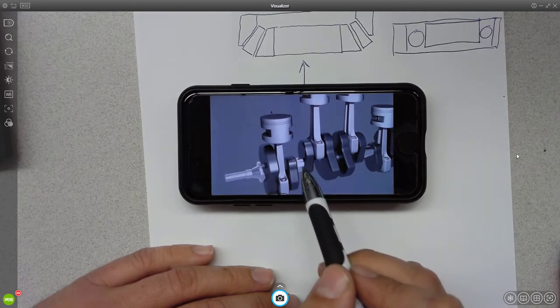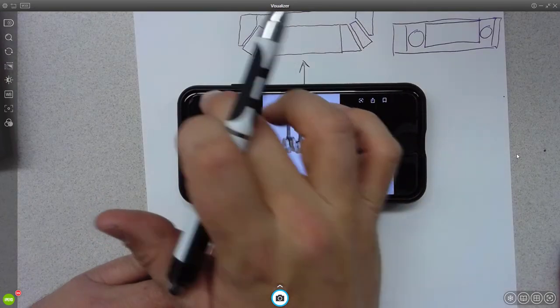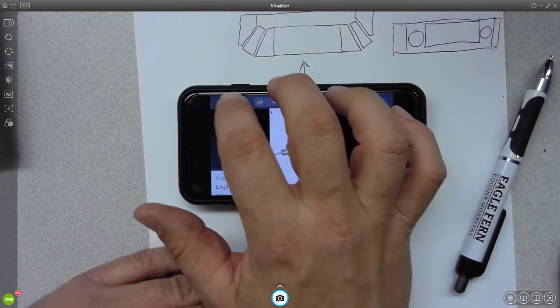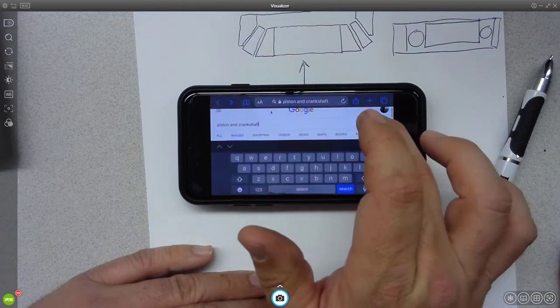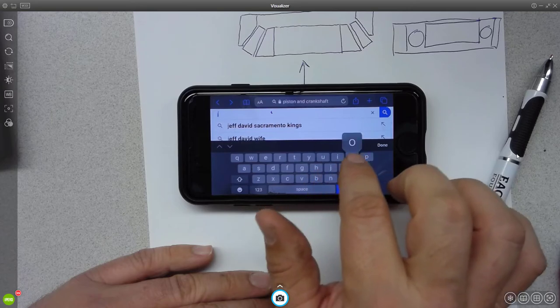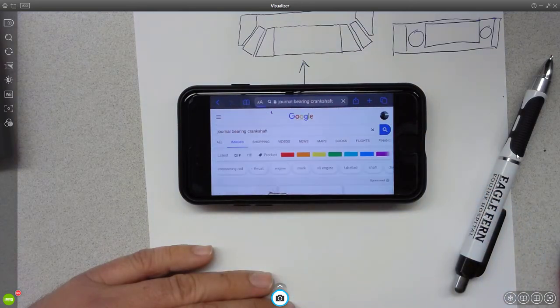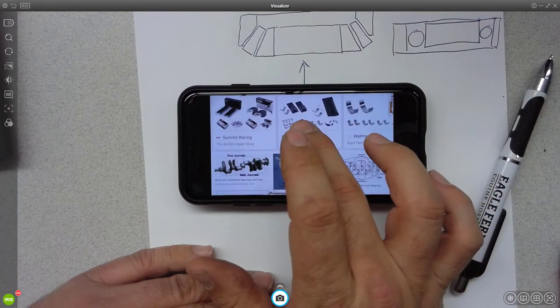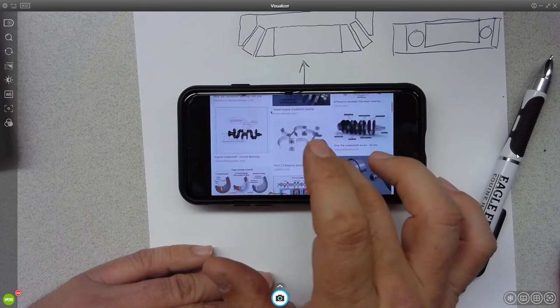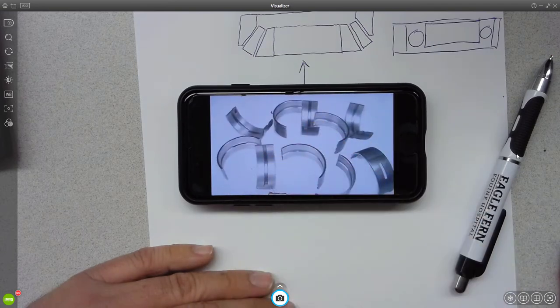And actually, I want to show you the type of bearing you use there. Liana's got it close to right. It's called a journal bearing because it goes on the journal of the crankshaft. And this is what they look like. Right here.